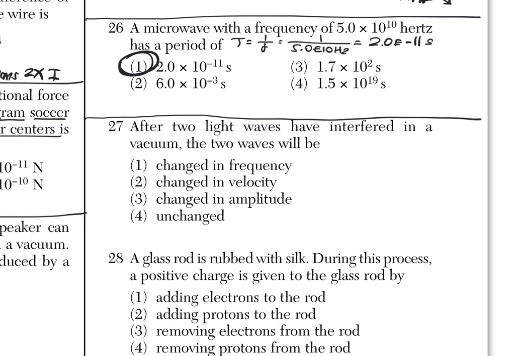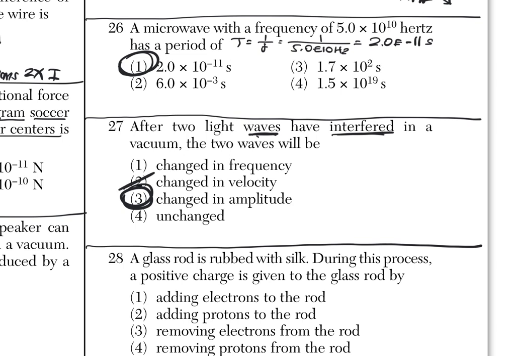Now 27, it's talking about interference. So what happens when waves, doesn't matter that it's light, when waves interfere with each other. When waves interfere, they affect each other's amplitude. They definitely don't change their speed. The only way frequency can change is Doppler effect. Doppler, relative motion between source and the observer, so the frequency won't change, but the amplitude will change. And so that is 3.